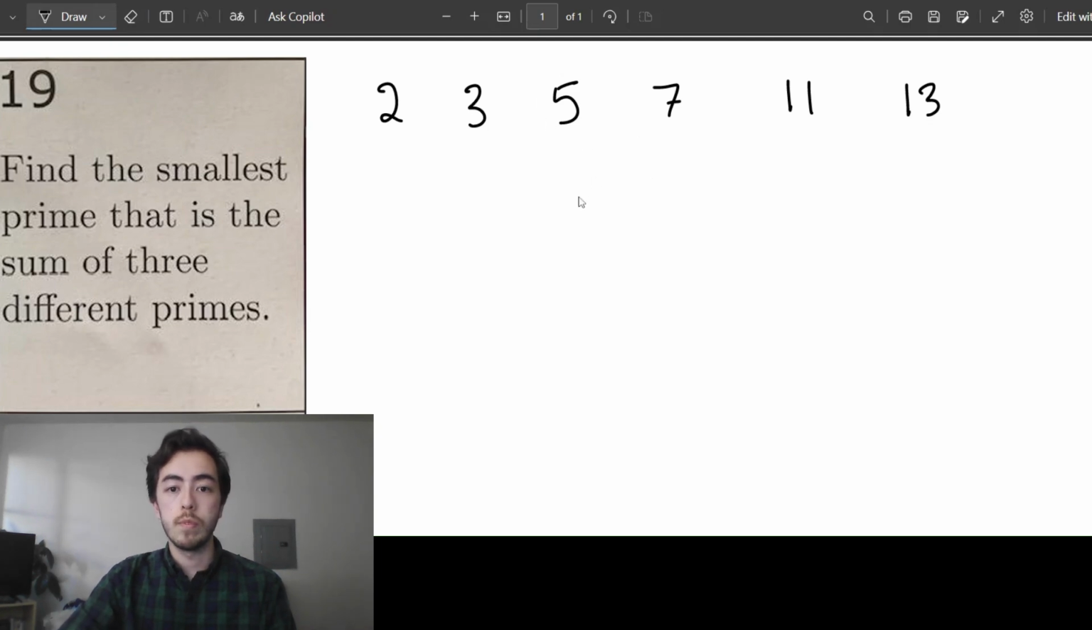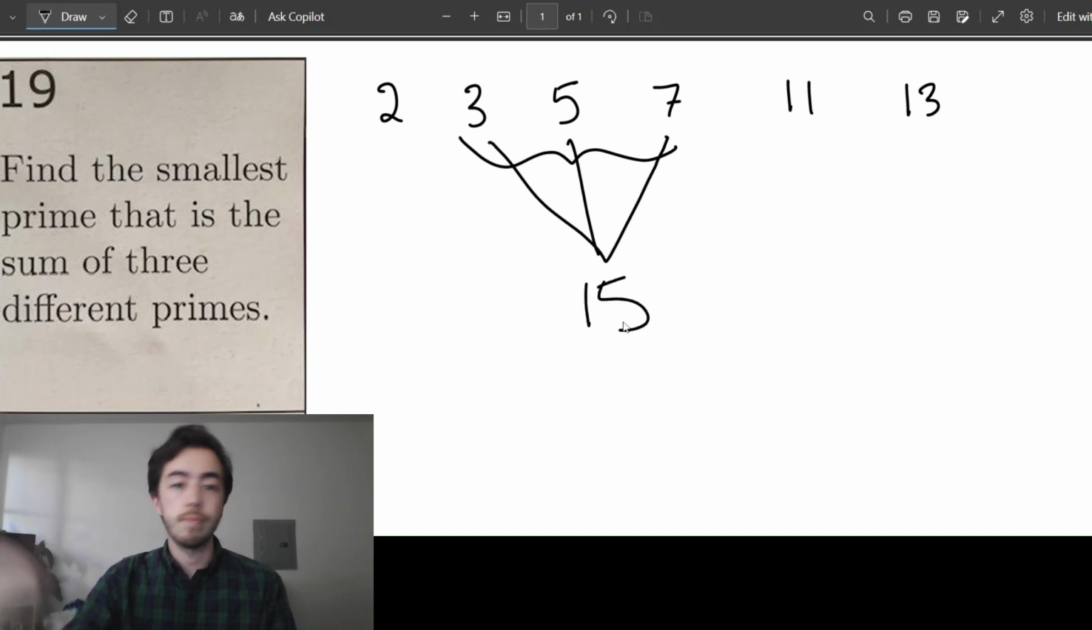So we can't use 2 in our sum. The next one to check is 3, 5, and 7. These are the next three smallest primes. We can't use 2, again, because if we did, we'd get an even sum. Here we have 3 plus 7 plus 5 is 15. This is not prime. 3 times 5 is 15.